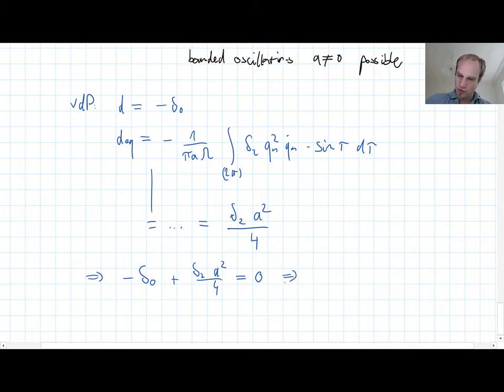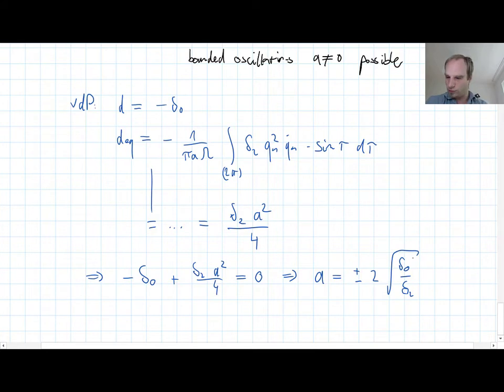And this means we can solve for the amplitude now. A can be plus or minus 2 times the square root of delta 0 over delta 2. I have no problem taking the square root here because we assumed that both delta 0 and delta 2 are positive, so that is no problem here.